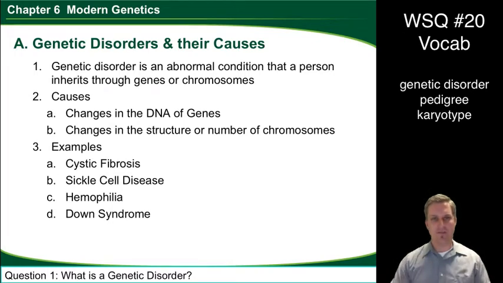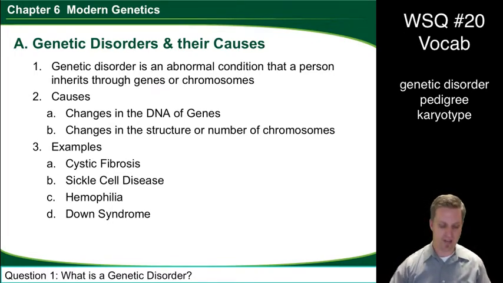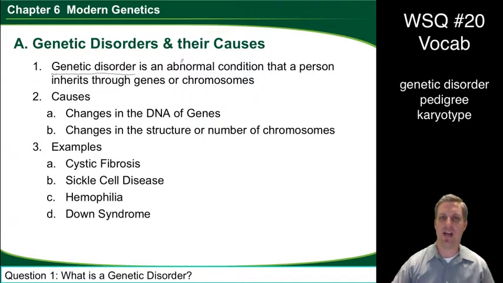We need to start off, first of all, by understanding what in the world we're talking about when we say a genetic disorder. A genetic disorder, by definition, is an abnormality. Okay, so it's an abnormal condition that a person inherits through genes or chromosomes. And this is important because it comes through genes or chromosomes. So for something to be a genetic disorder, it has to be something that got passed along from their parents.